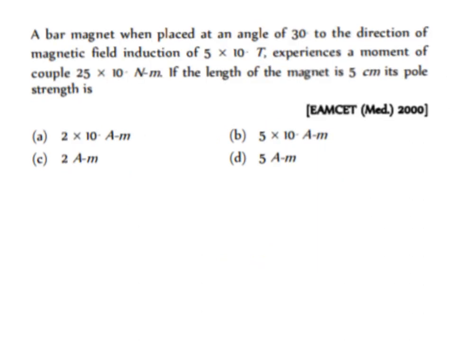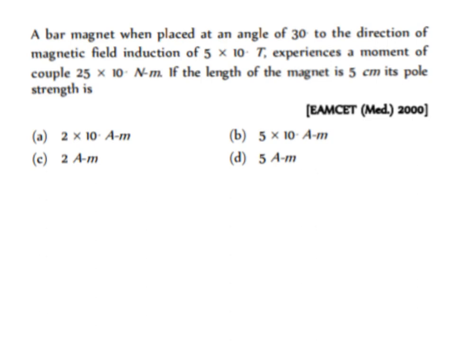The next problem says that a bar magnet, when placed at an angle of 30 degrees to the direction of the magnetic field induction 5 into 10 to the power of minus 4 Tesla, experiences a moment of couple 25 into 10 to the power of minus 4 Newton meter. If the length of the magnet is 5 centimeter, its pole strength is the question here. Correct?